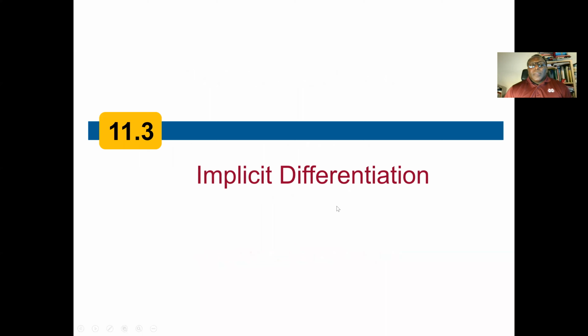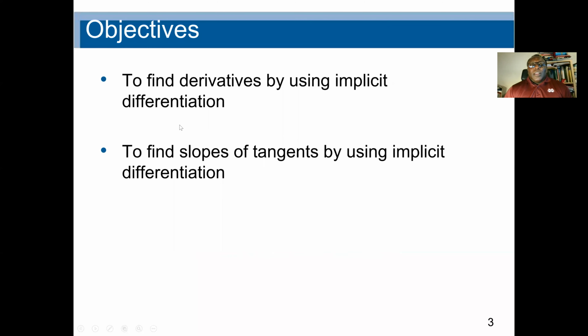Again, welcome to lecture 11-3. Our topic is implicit differentiation. Our main objective is how to find the derivative by using implicit differentiation techniques, and also how to find the slope of a tangent using implicit differentiation.